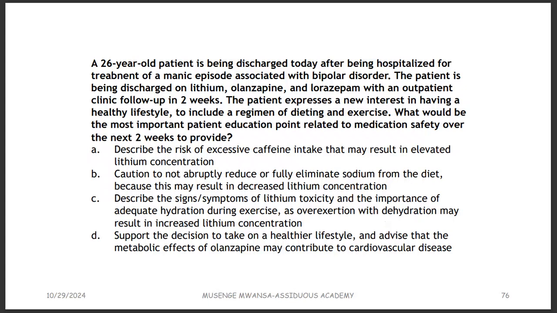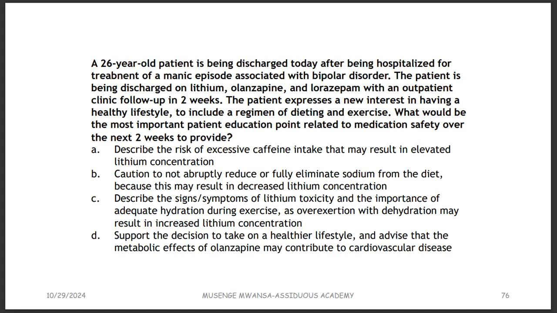So it's here. A 26-year-old patient is being discharged today after being hospitalized for treatment of a manic episode associated with bipolar disorder. Patient is being discharged on lithium, olanzapine, and lorazepam with an outpatient clinic follow-up in 2 weeks. Patient expresses a new interest in having a healthy lifestyle to include a regimen of dieting and exercise. What would be the most important patient education point related to medication safety over the next 2 weeks to provide?